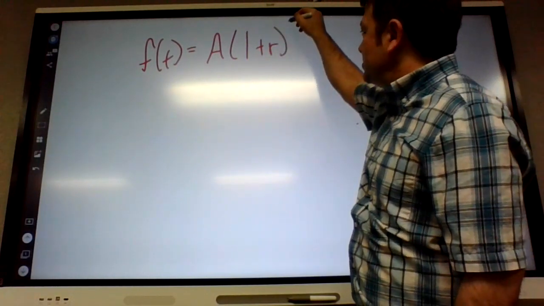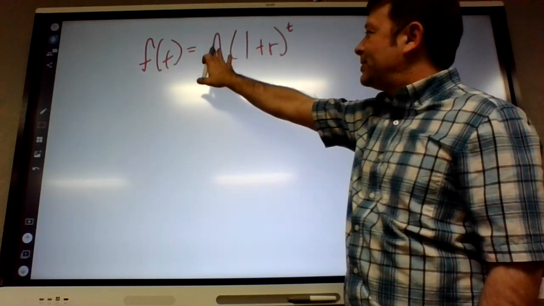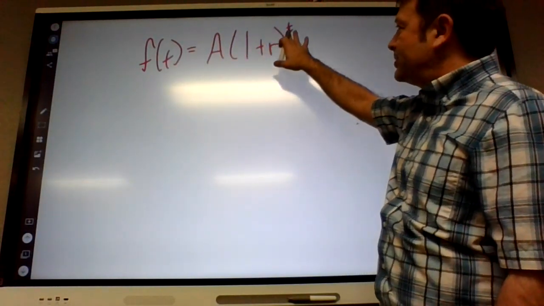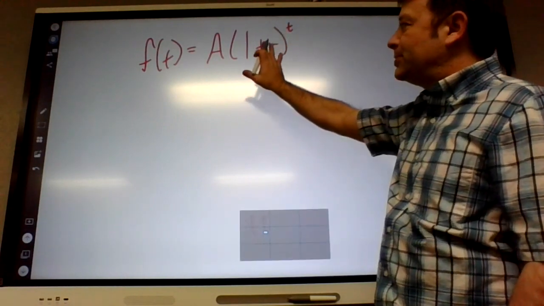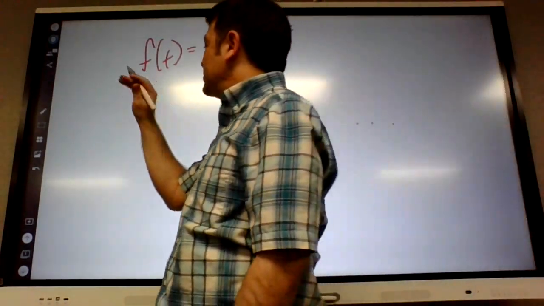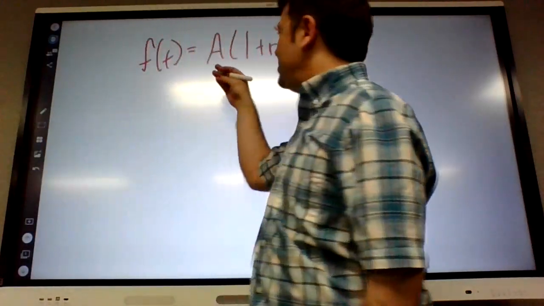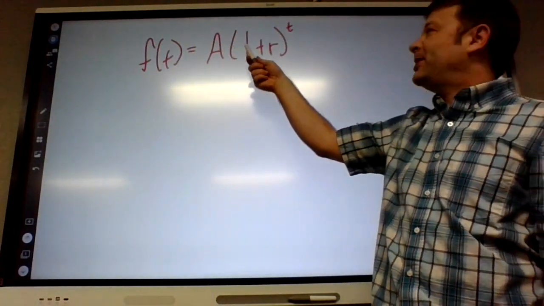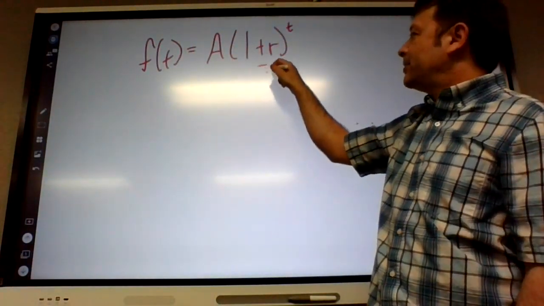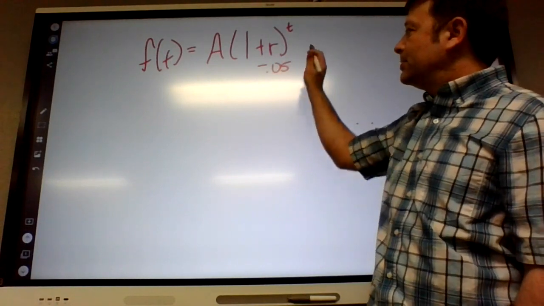This is like if you have some number and it grows 3% for 5 years, that's what you use. It's just exponential growth, or it could be decay. If it shrinks by 5%, you use like a minus 5% right there.